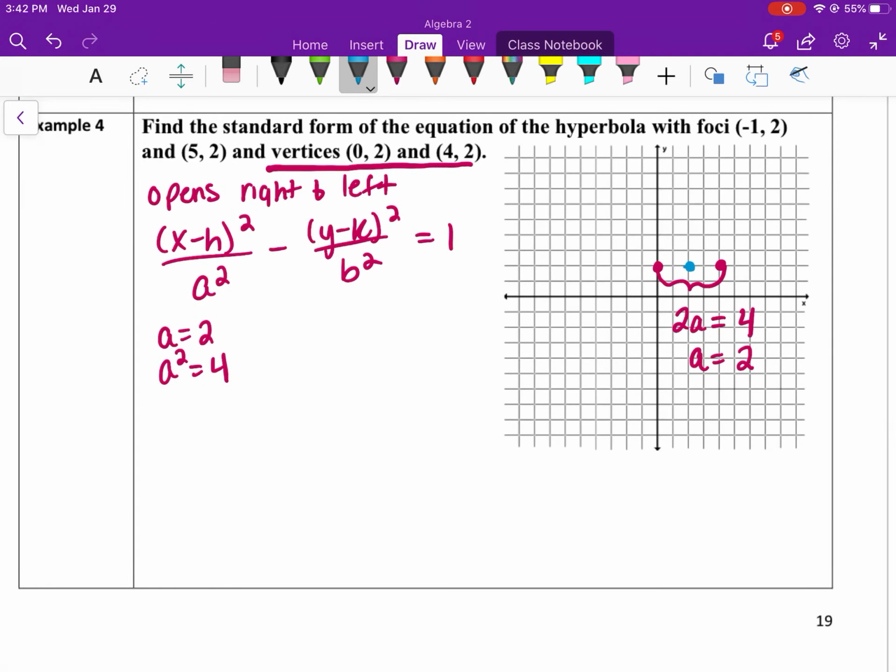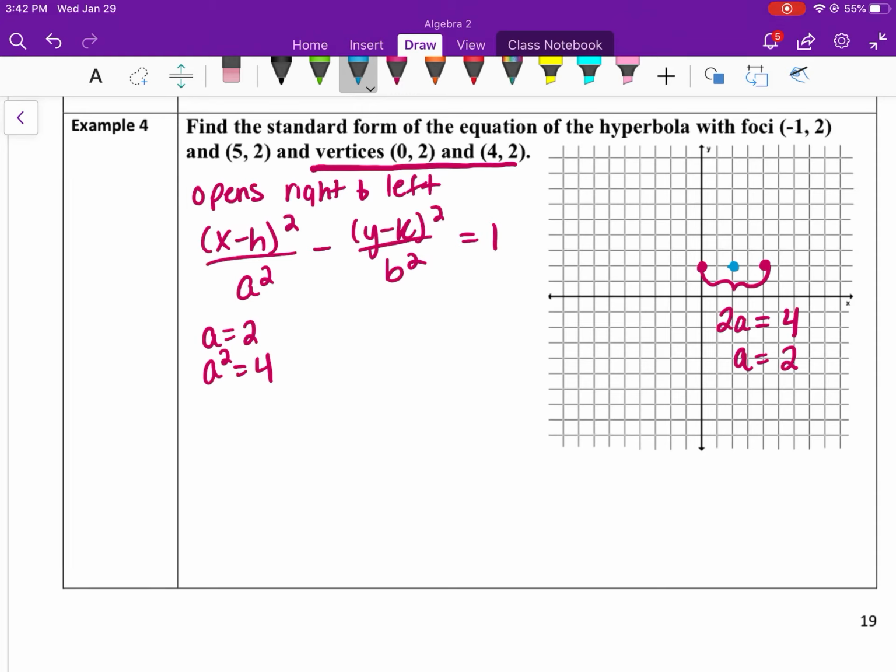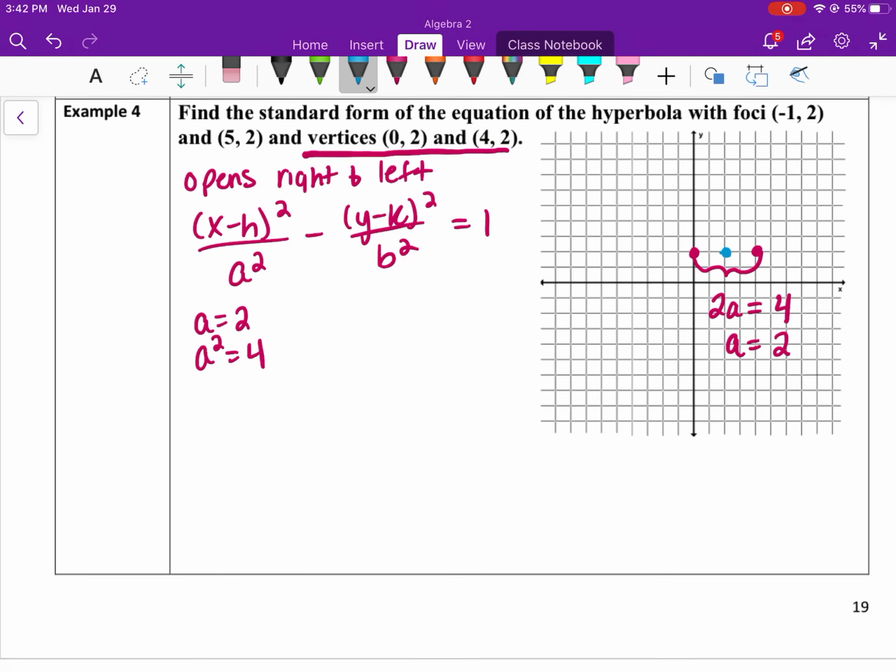Remember, you can always take the two vertice points and find halfway by adding the coordinates together and dividing by 2. So add the x's, divide by 2, add the y's, divide by 2. That's the center point, halfway between. Center is going to be 2, 2. That's my HK.